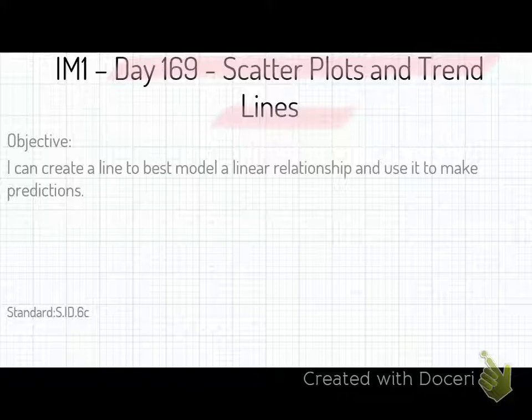Okay, so the big idea for today: we're going to create a line of best fit model, a linear relationship, and use it to make predictions. In math we can see if two things are related using a scatter plot and using a line. We're going to be a little more analytical, so we have to think about the concept of relationships.